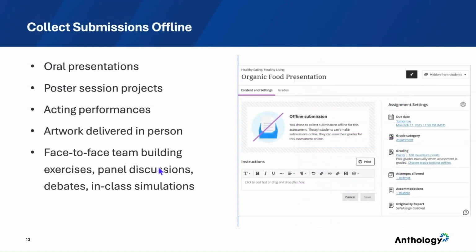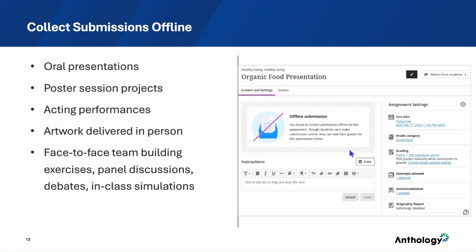Now, what if you decide to create this assignment for an offline activity? Maybe oral presentations, maybe a poster session for projects or acting performances, artwork, or face to face team building exercises. You can have panel discussions, debates, in class simulations, lots of face to face activities that maybe won't need an online submission or a submission area in the course in Blackboard for students to upload.